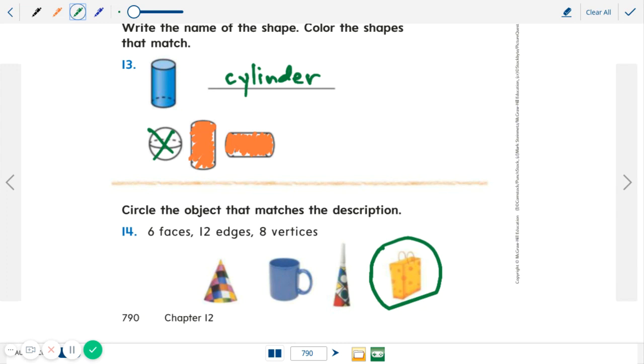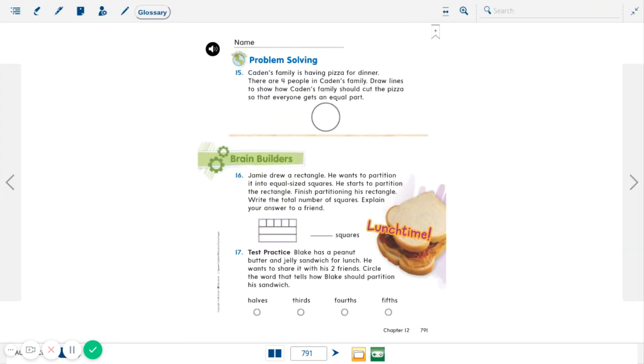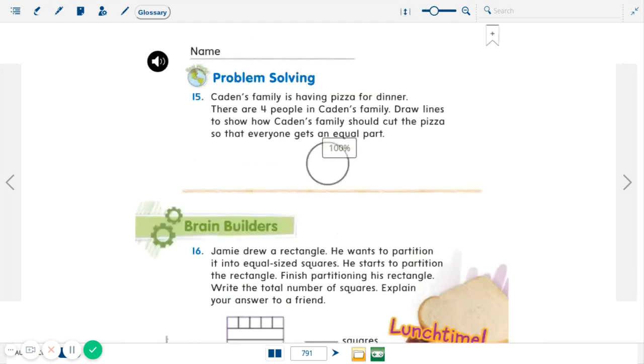Now let's move on to page 791. Now that we're on page 791, I want you to do numbers 15, 16, and 17 on your own. So pause this video and do those. And then once you're done, play the video and we'll go over them together. Okay, so hopefully now you've all had a chance to do the 3 problems on page 791. So now we can go over them together.